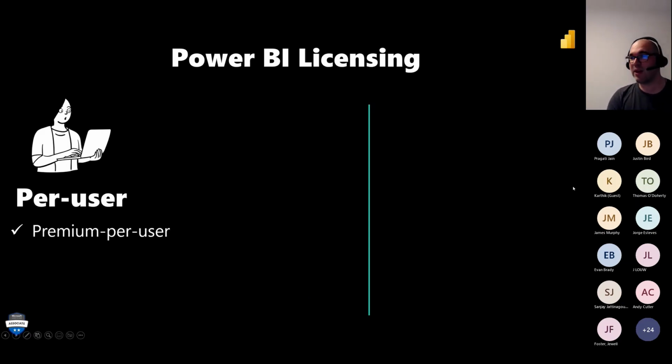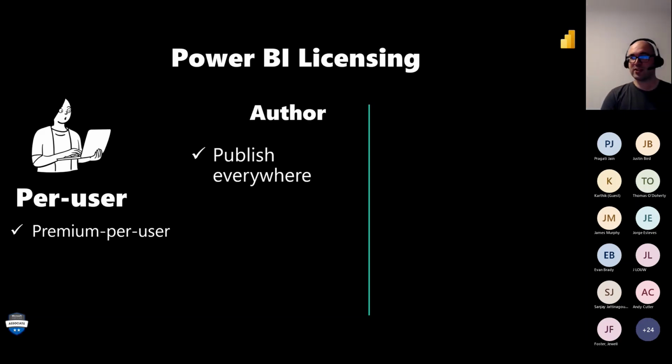Okay, and let's wrap up this per user license story by explaining how the premium per user license works. You can think of it as pro license on steroids. That means you get all the pro features plus most of the features that are available in premium capacity-based licenses. So don't mix premium per capacity with premium per user. Those two are different, but you get a lot of features from premium per capacity also with the premium per user license. Same as with the pro license, the content author can publish everywhere.